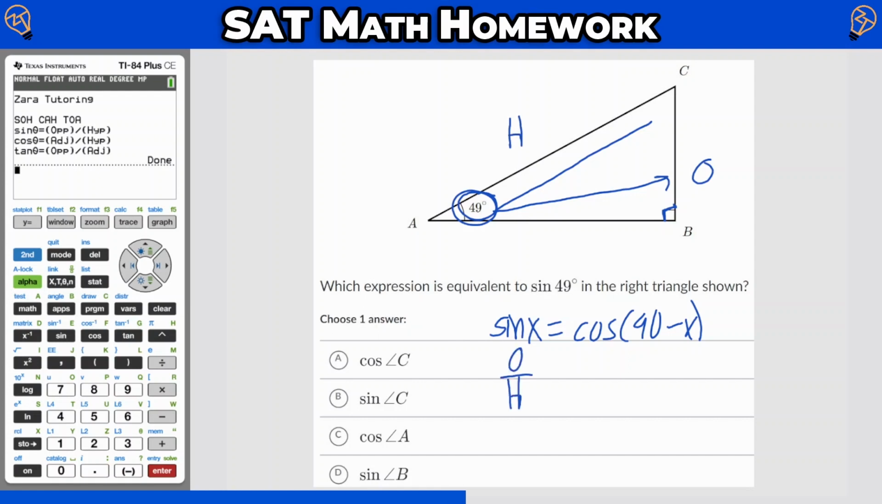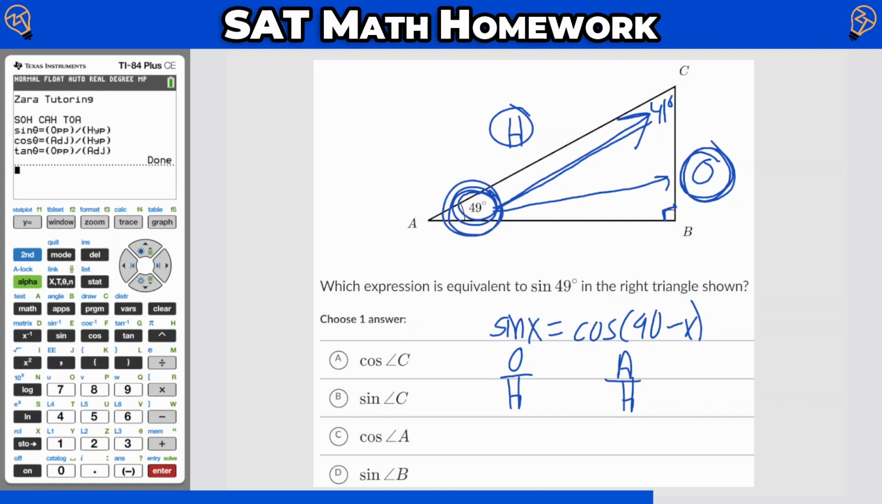And then cosine from the angle that is its complement over here, in other words, 90 minus 49, which is 41. But cosine from there is adjacent over hypotenuse. But notice the opposite from here is the adjacent from here, which is why those two ratios end up being the same. The same is true if I had, let's say, cosine y.